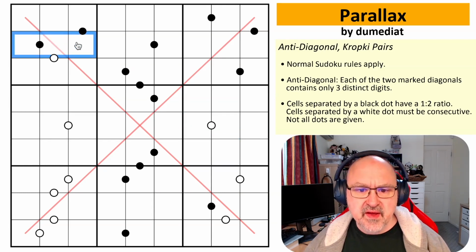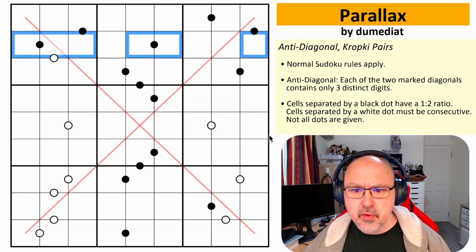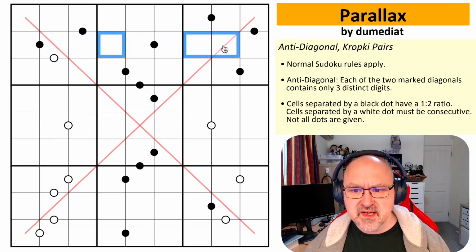The thing that calls out to me is in row 2, because I'm always starting at the top of the grid, all of those cells are on black dots, which means these are 5, 7, and 9.